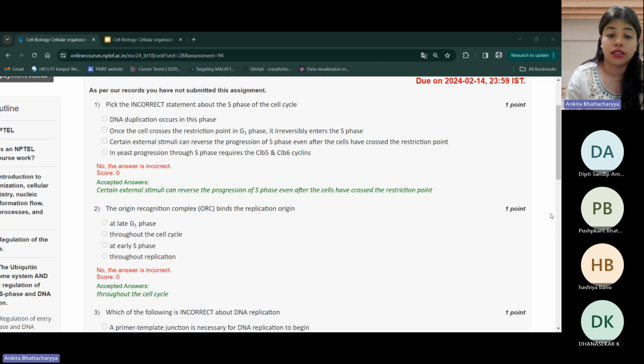And the only time where the external stimuli can allow it is when a cell is transitioning from the G1 to the S phase. Only during that period, external stimuli, particularly in the form of mitogens, can influence whether a cell will undergo division or not. And if the cell is starving and it does not have enough resources, such a cell will not be allowed to go into division. So that is the point where regulation can actually take place and not beyond that. So the third option is certainly correct. And in the fourth, we are being told that in yeast, progression through S phase requires the CLB5 and CLB6 cyclins, which is true. So the incorrect statement was option three.